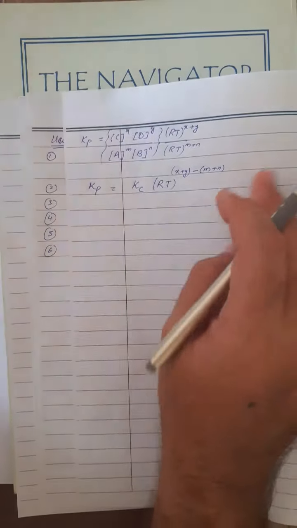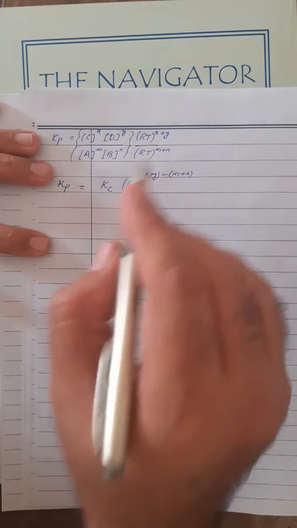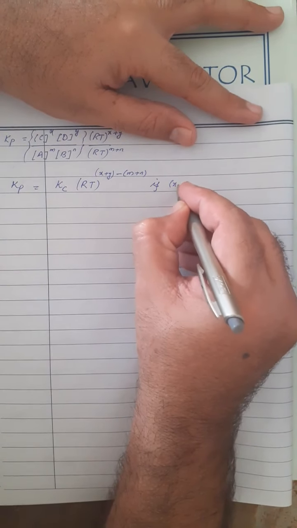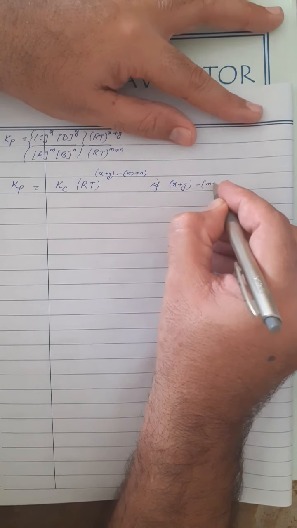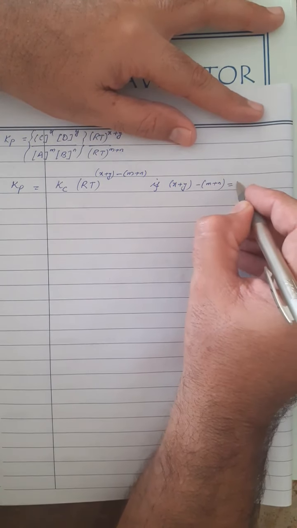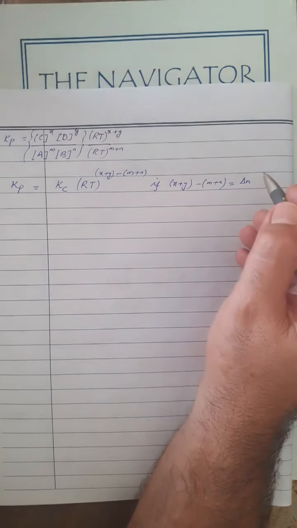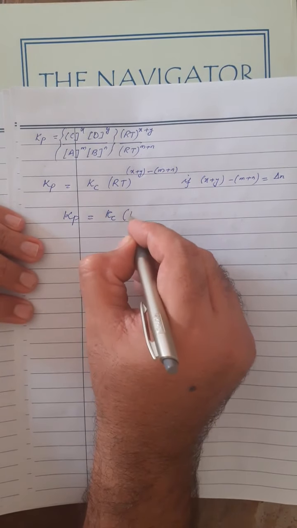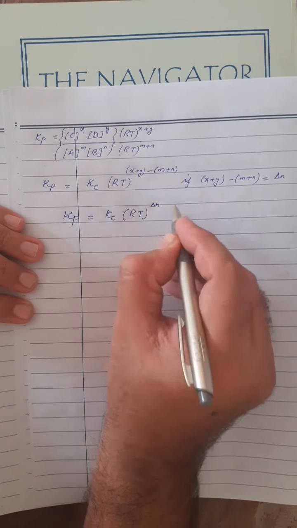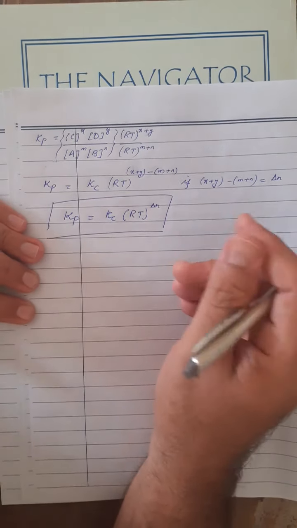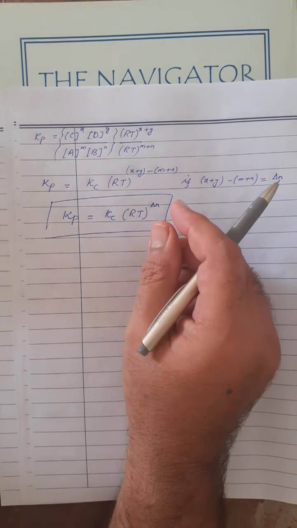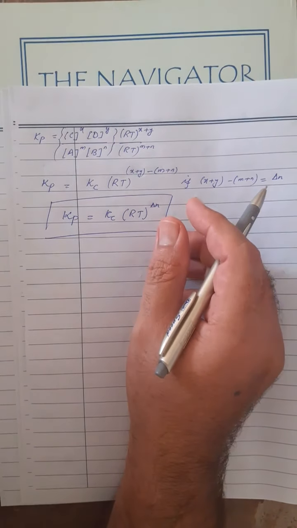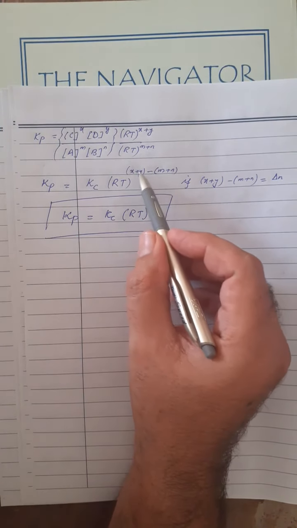Now, because the powers go up and then they get subtracted, x plus y minus m plus n, we denote it with another symbol, delta n. So what is Kp equal to now? Kp is equal to Kc RT power delta n. This is the mathematical relationship between Kp and Kc. Now, don't worry, delta n is a number, a value we get after the subtraction of these two.